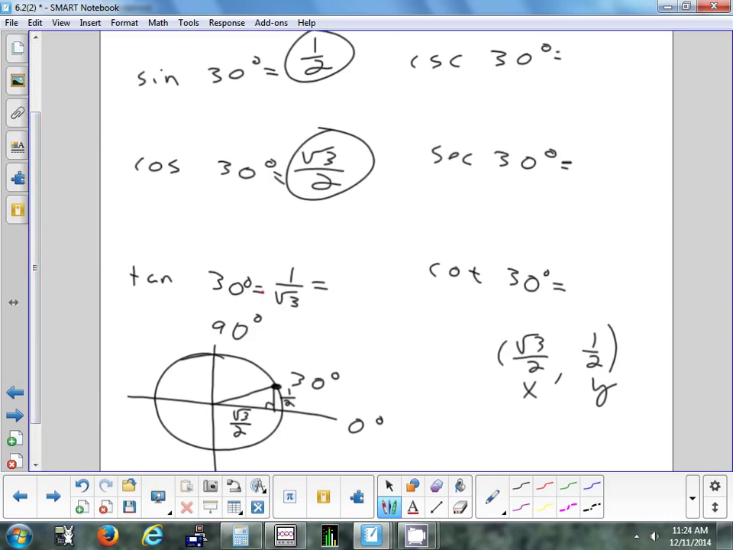But we need to fix that. And when I fix it, I get root 3 over 3. Keep 1 over square root 3, though, here. Not as the final answer, but it is going to come in handy to do something else.